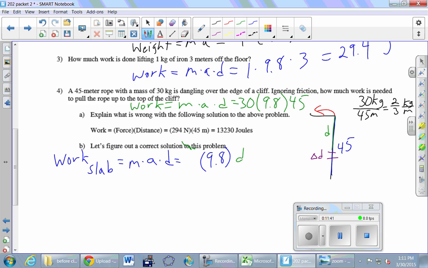Delta D is a number of meters, right? And we have 2/3 of a kilogram per meter. So if we had, for example, 3 meters right there, then you would just have 3 times 2/3 kilograms. Okay, so I think what we've decided is that the mass of this little sliver of rope is 2/3 times delta D.